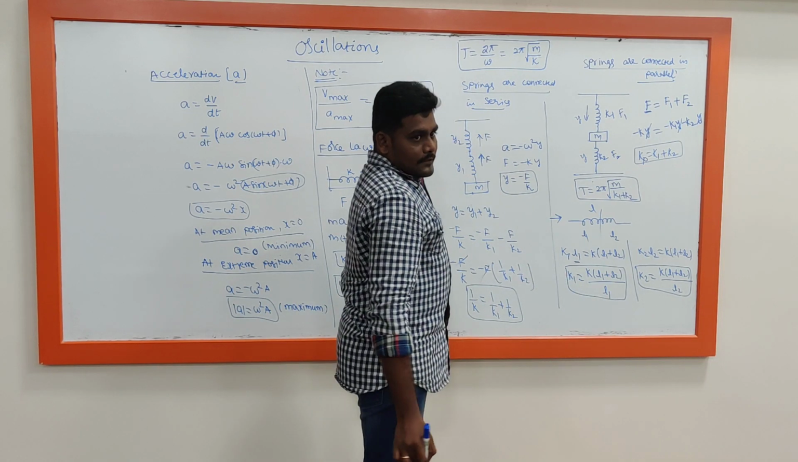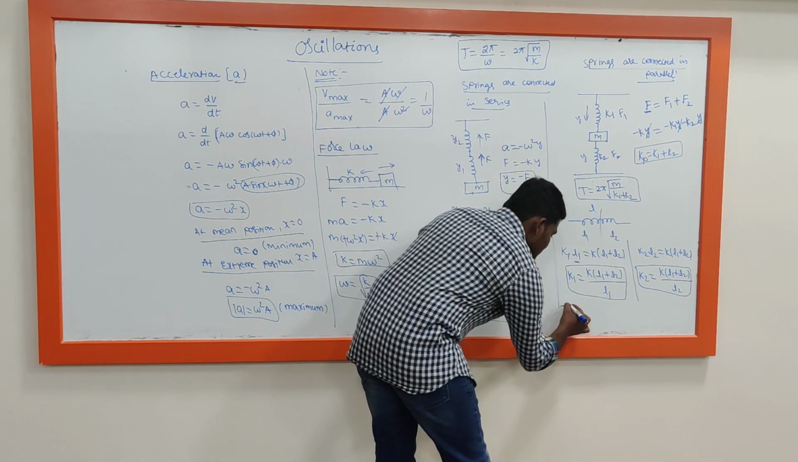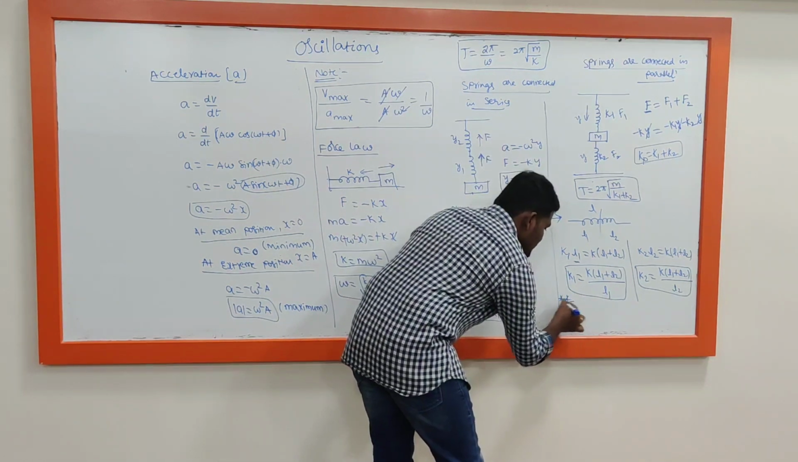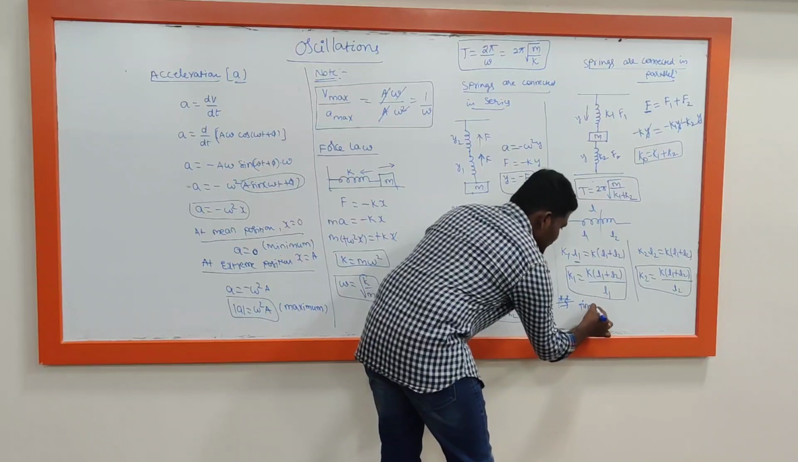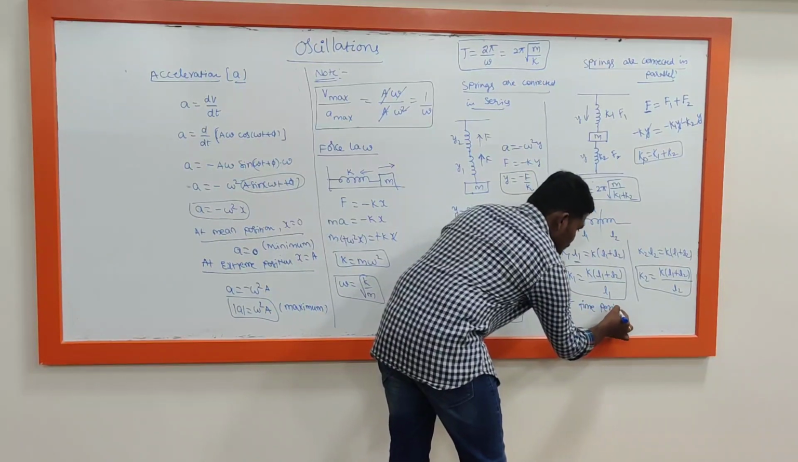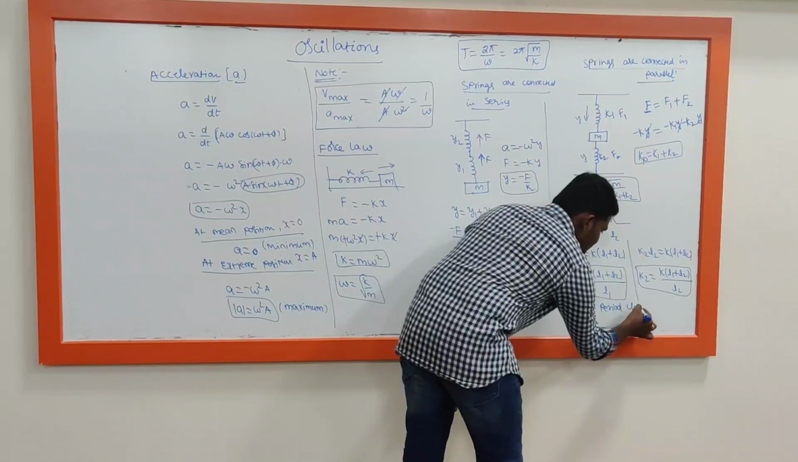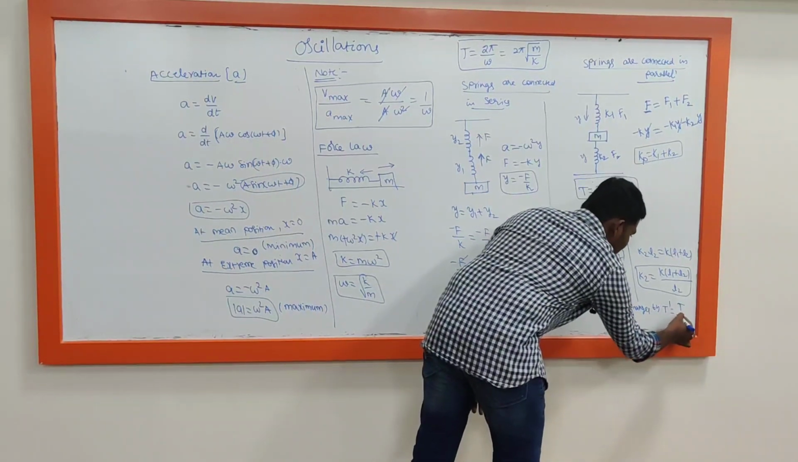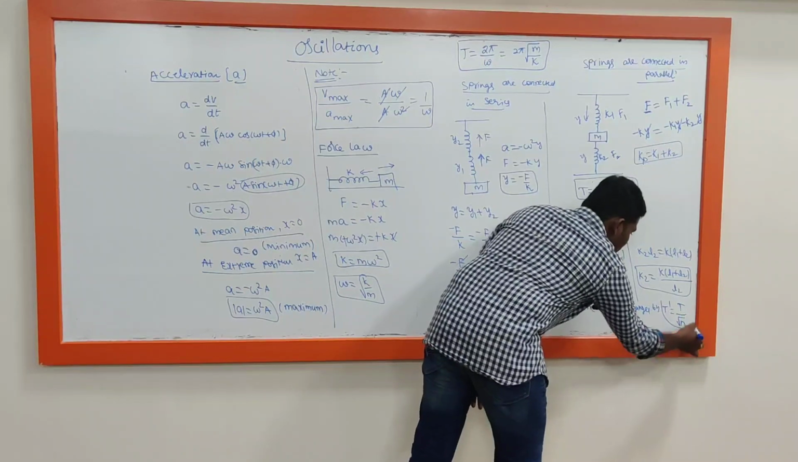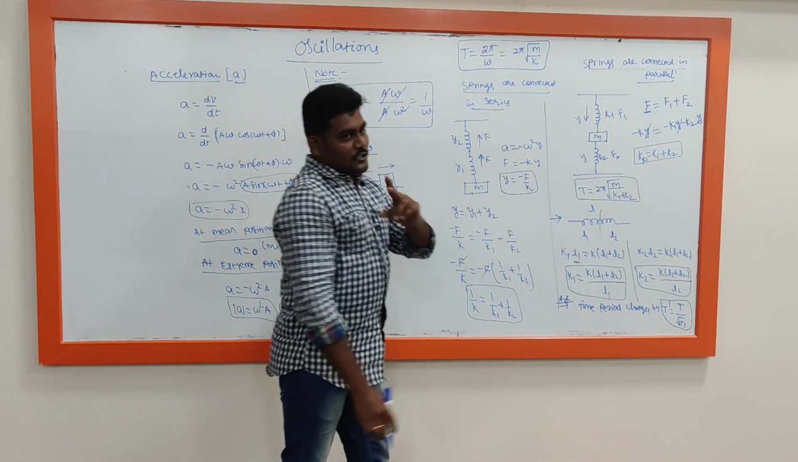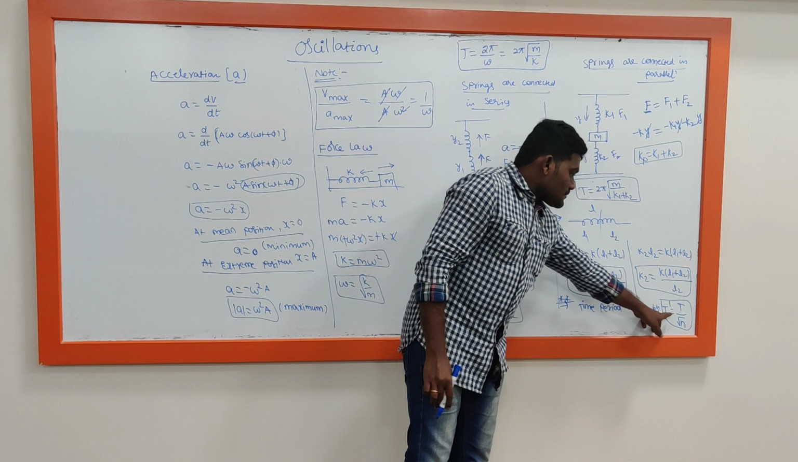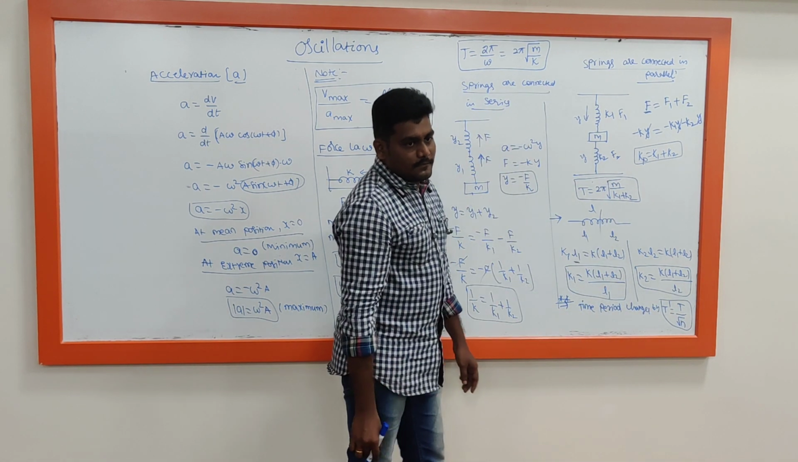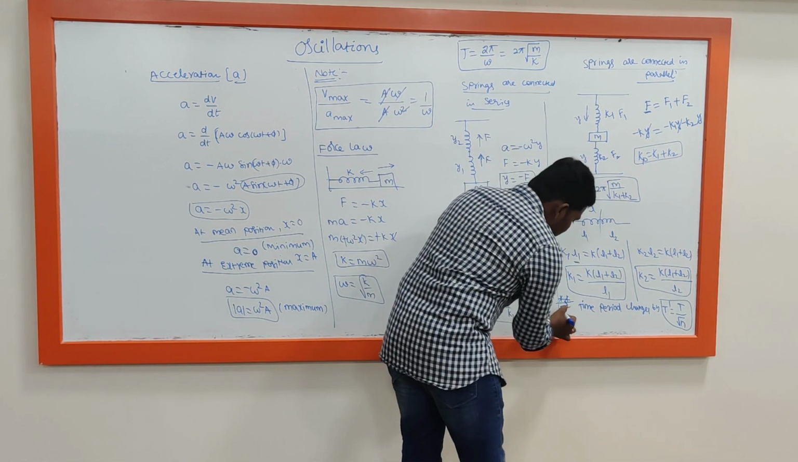Then the time period changes. The important point, children, make a note. The time period changes to T dash equal to T by root n times. So if the spring is cut into two parts, then the time period becomes T dash equal to T by root 2 times. So this is one of the important points here.